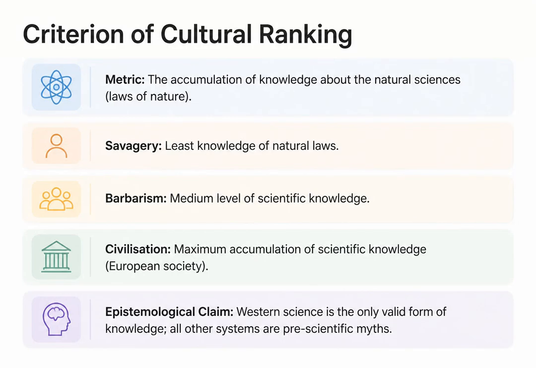To operationalize this theory, Tylor needed a criterion to rank societies on his evolutionary scale. He chose the accumulation of knowledge about the natural sciences. Societies with the least knowledge of natural laws were ranked as savages, those with a medium level were barbarians, and those with the maximum scientific knowledge, which Tylor conveniently identified as European society, were at the stage of civilization.